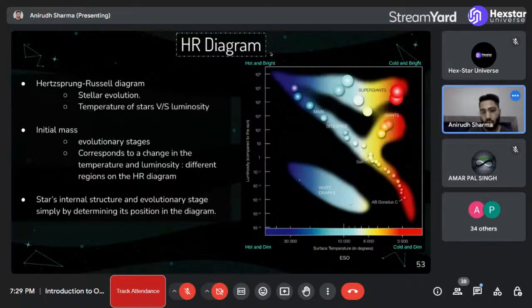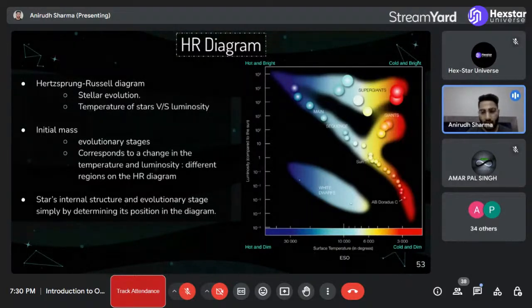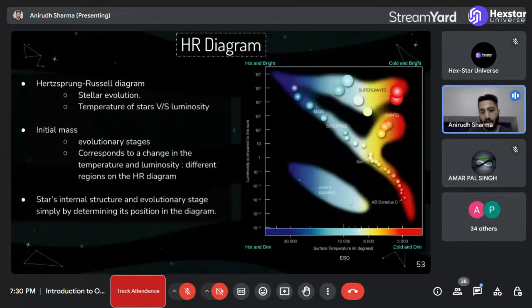So how do we tell if a star is a small star or a massive star, or at what stage of its age the star is? We make this diagram in which we take surface temperature on the x-axis and luminosity compared to the sun. If you are wondering why this is 1 and 10 and 10 raised to power 2, something like that, this is because it is luminosity compared to the sun. So that is the unit here, and the surface temperature is in degrees.